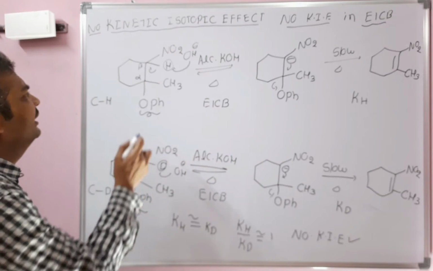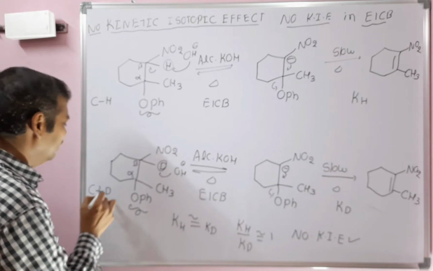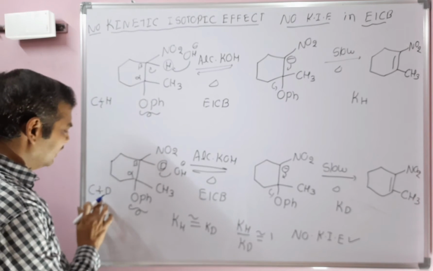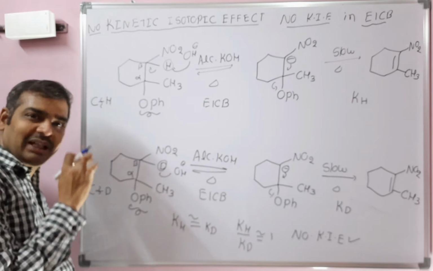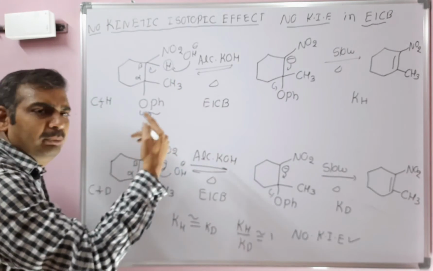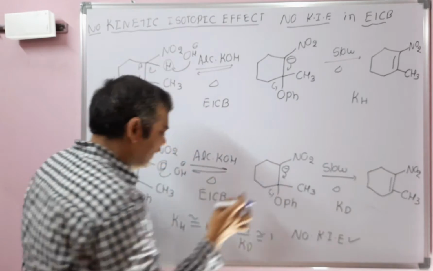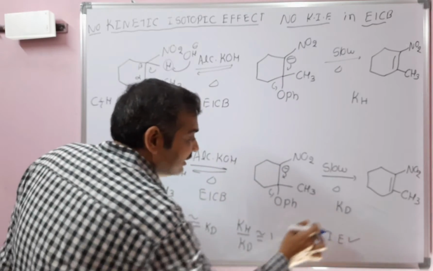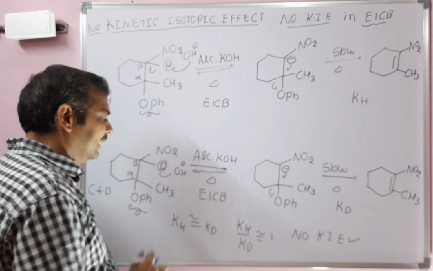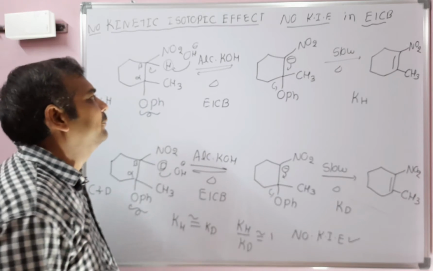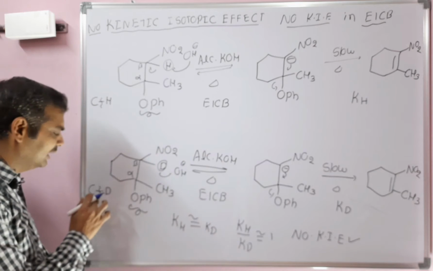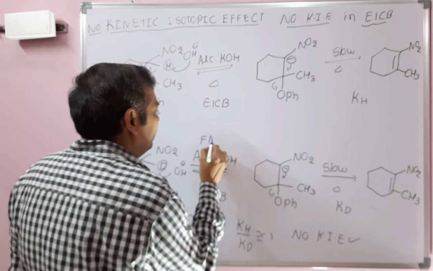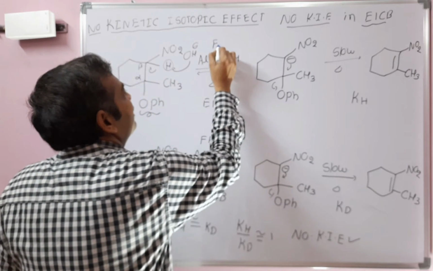But if you see, the energy required to break the CD bond is definitely more when compared to the energy required to break the CH bond. Here more energy is required, so definitely the rate of reaction should be less. In the CH case the rate should be more, that means KH should be more. Rate is directly proportional to the rate constant, so KD should be a lesser value, but experimentally the KH value is approximately equal to KD. The reason is, even though the energy required to break the CD bond is more, this step is taking place at a faster stage. This is a fast step.